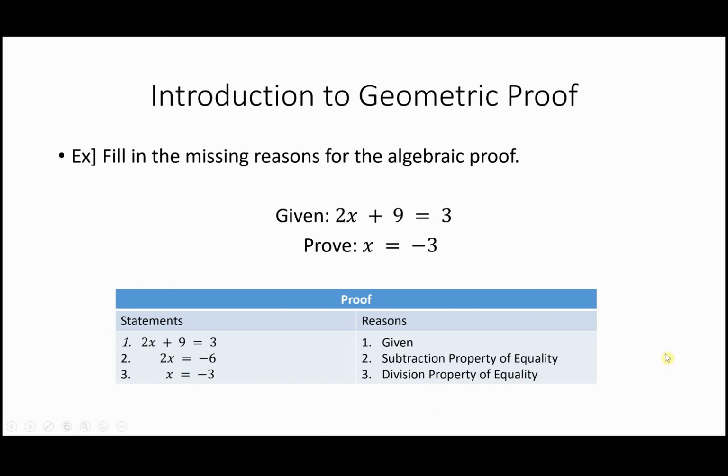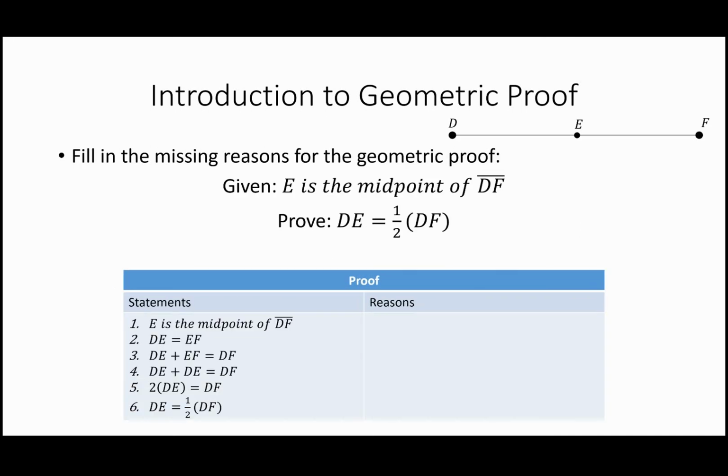So you'll find that sometimes you will have more than one correct answer for justification, but usually it's something pretty specific. Okay, and that's a proof. That's your very first table style or box style proof. It happens to be algebraic in nature. Let's go ahead and look at our very first geometric proof.